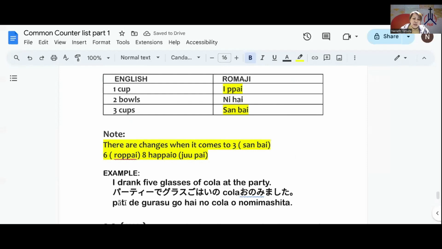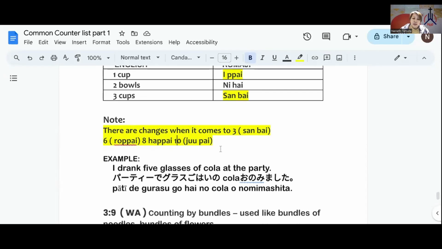For the 10 it is juppai. Okay? Juppai. So these are the exemptions.